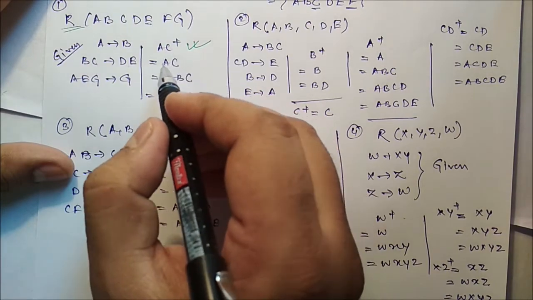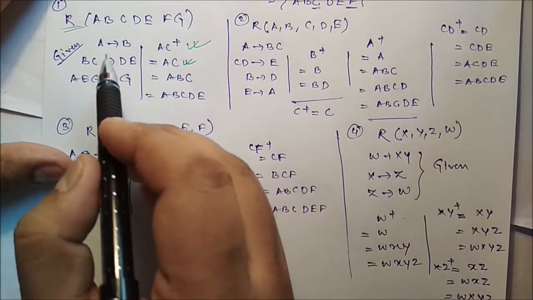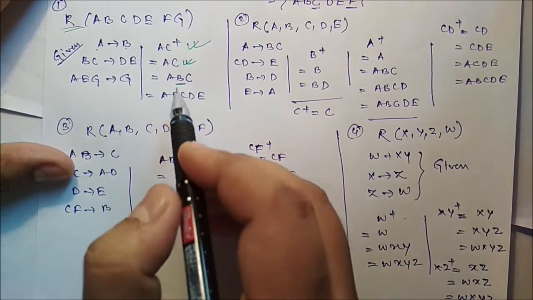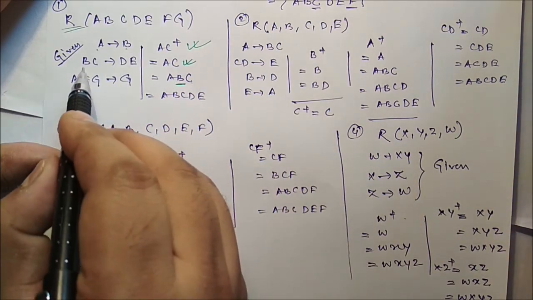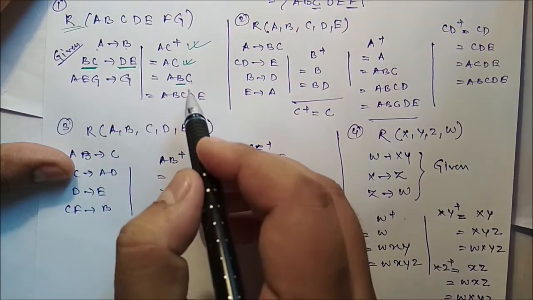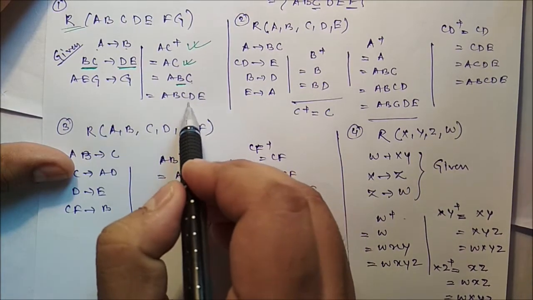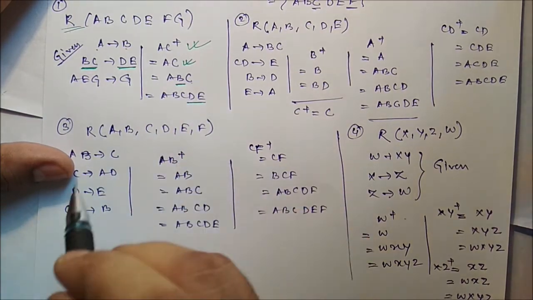So definitely using AC you can identify AC, self determination. And if we already know A, that means we can identify B from A. So we can get ABC. And if you have ABC, we can identify DE. So if we already have BC, using BC we can identify DE. So what is the AC closure? The AC closure will be A, B, C, D, E.